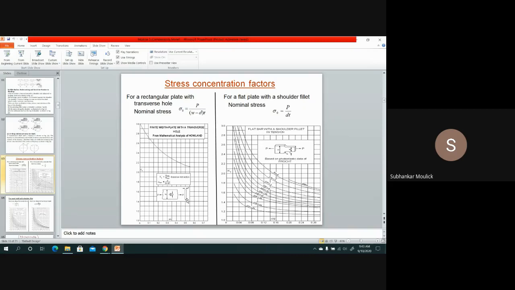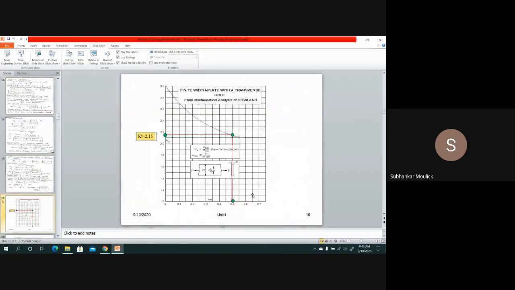So how can I find out the value of Kt? For that I have to see the x-axis. In the x-axis it is the A by W ratio. A means the diameter of the hole divided by the width of the plate. So for my question, first of all I have to find out the value of A, then the value of W, then divide them. I will get one numeric factor that I have to locate on the x-axis. So let us find out the value of A by W or D by W, or D1 by W, because we are considering the first hole diameter, D1 by W from the question.